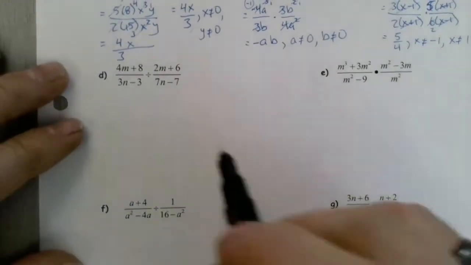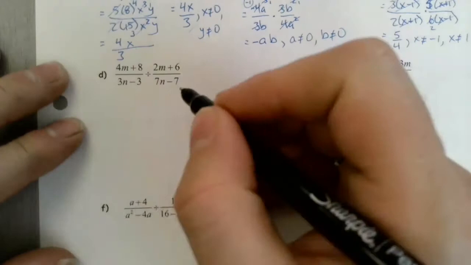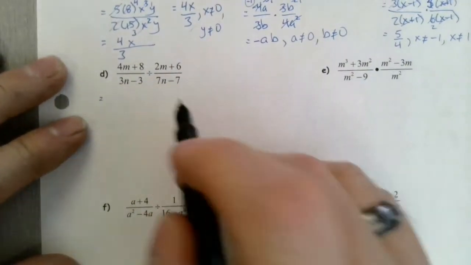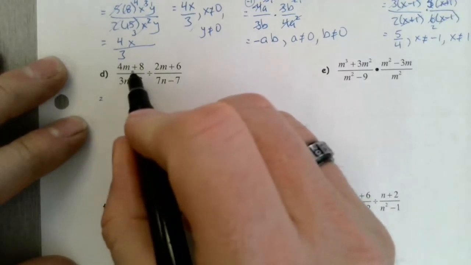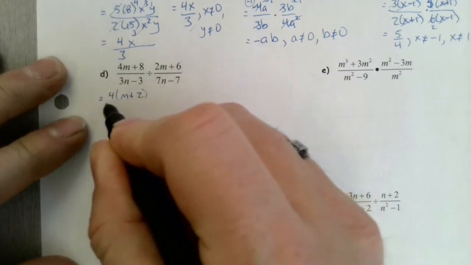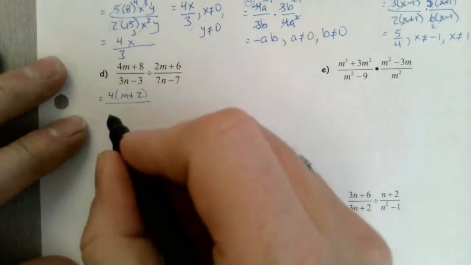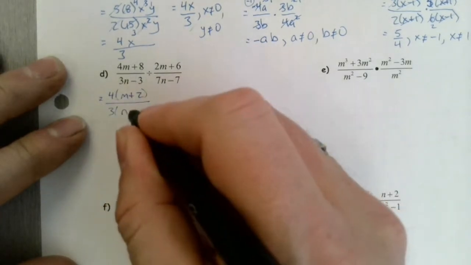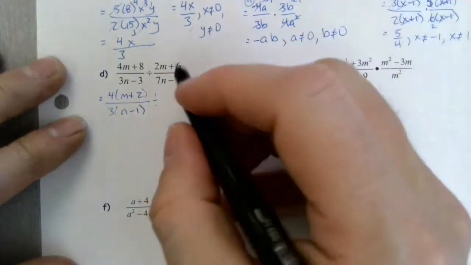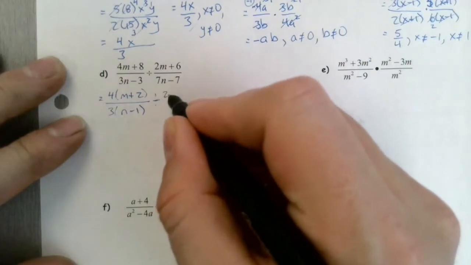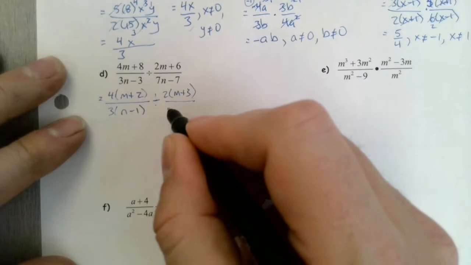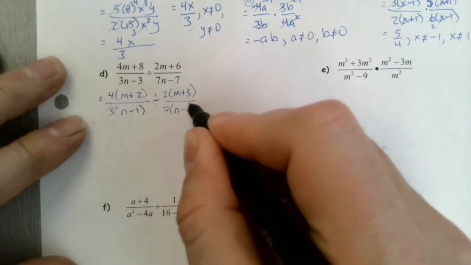Okay, let's try another one. So first thing we're going to do here, because we're seeing that we've got some polynomials here, let's see if we can factor that. In the numerator here, I've got a common factor of 4, so it's going to leave me with 4 times n plus 2. Down here, I'm going to have a common factor of 3, divided by, I'm not going to deal with the division quite yet. I'm going to factor here first. Take out a 2, m plus 3, then take out the 7, n minus 1.